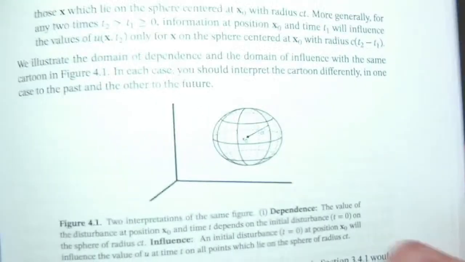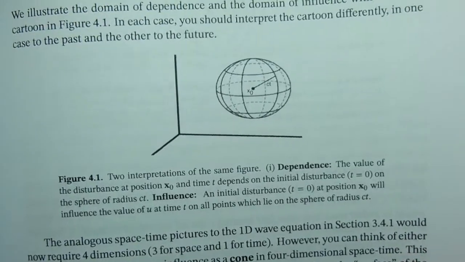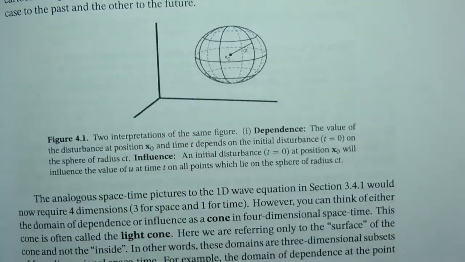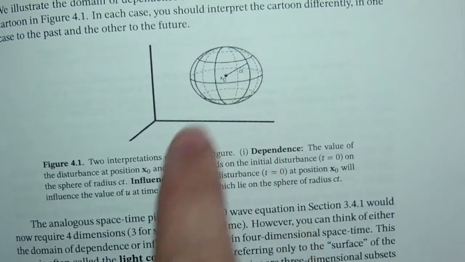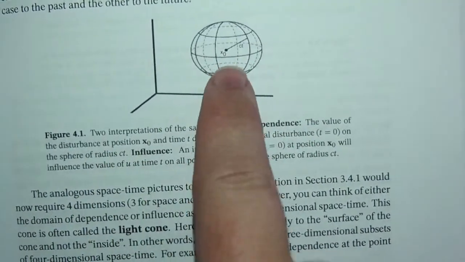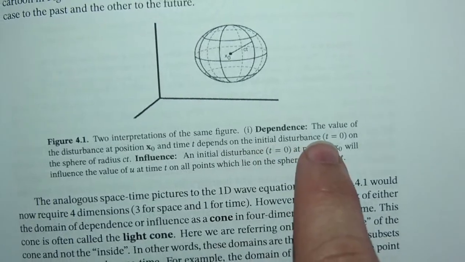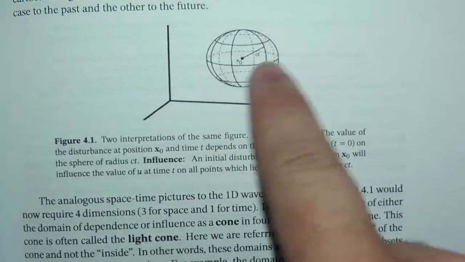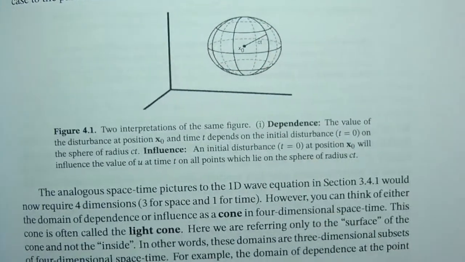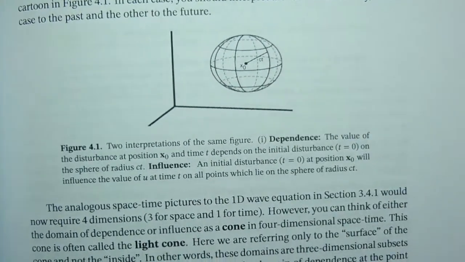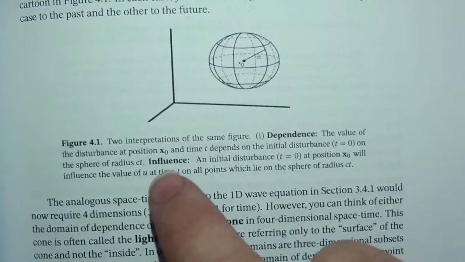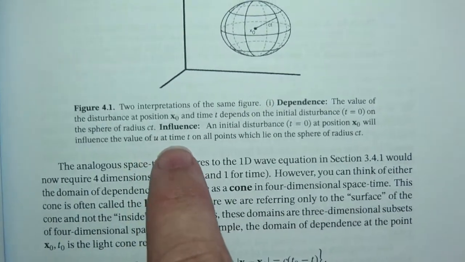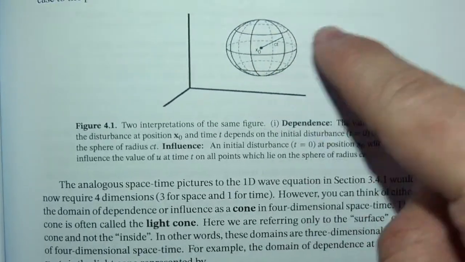To see that in the textbook here, the glare is kind of ridiculous. Okay, there we go. As it says here, two interpretations of the same figure. Here is a sphere of radius ct centered at x naught. To see that this is the domain of dependence, the value of the disturbance at position x naught in time t depends on the initial disturbance at t equals 0 on the sphere of radius ct. To see that this exact same picture is the domain of influence, an initial disturbance at t equals 0 at the position x naught will influence the value of u, the displacement, at time t on all points which lie on the sphere of radius ct.